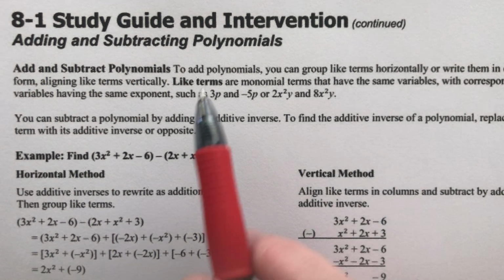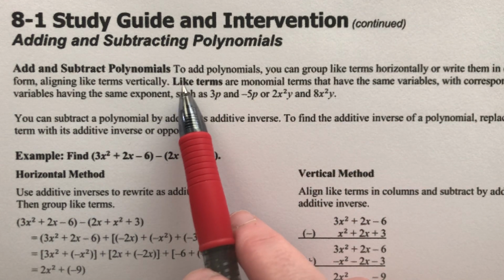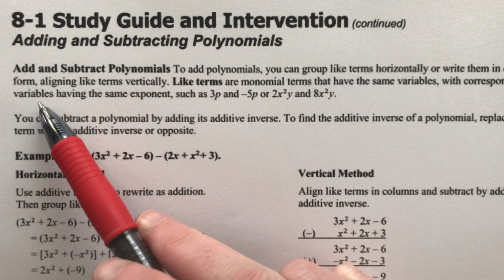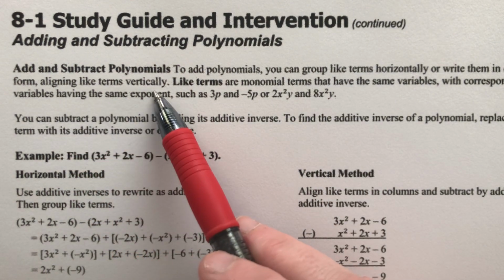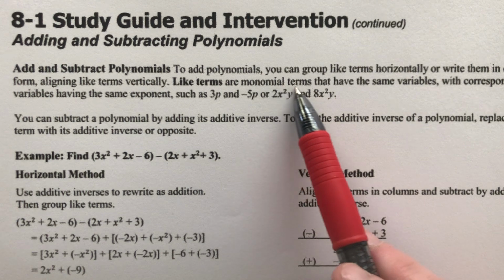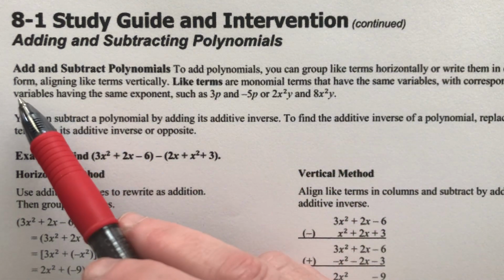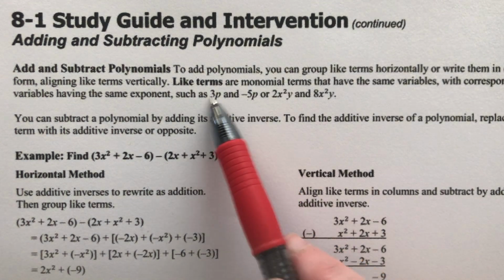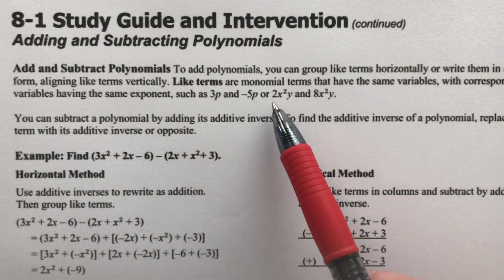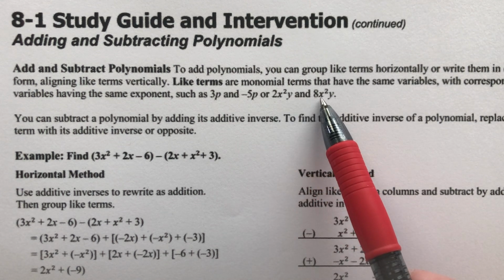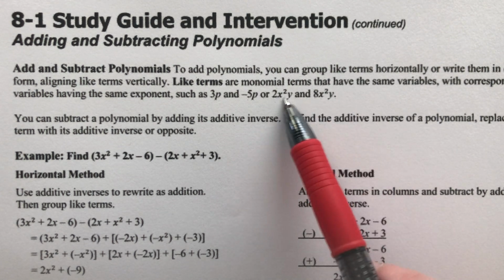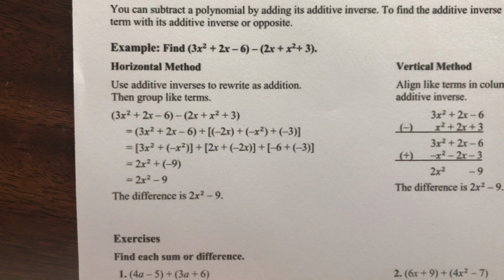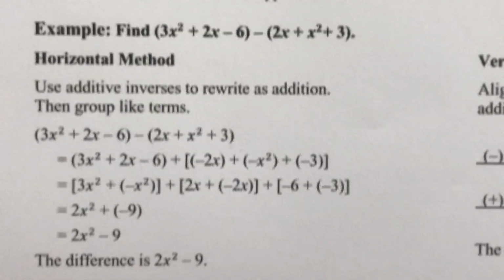Basically, and you can read this up here, it says to add polynomials, you group like terms horizontally or write them in a column form, aligning terms vertically. Like terms are monomial terms that have the same variables with the same exponent. So 3p and negative 5p are like terms, and you could combine those, right? Or 2x squared y and 8x squared y. They have the same variables, so you could combine their leading coefficients. So let's do an example, and then we'll just hop right on down to the bottom.